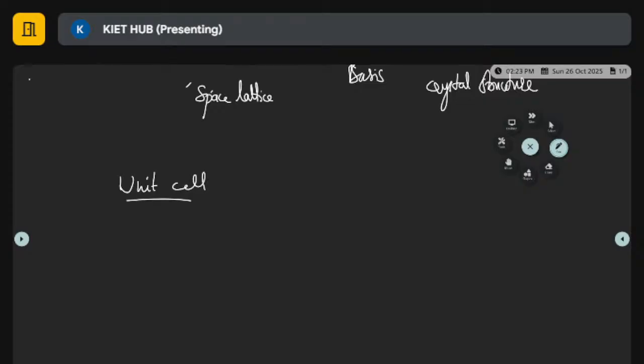Unit cell. What is a unit cell? Why do we have to study the unit cell? What information do we get from the unit cell? I want to know the properties of a crystal. Assume this is a crystal. What do I have to do? I have to break it and study each and every particle. Then I can conclude that it is so and so.